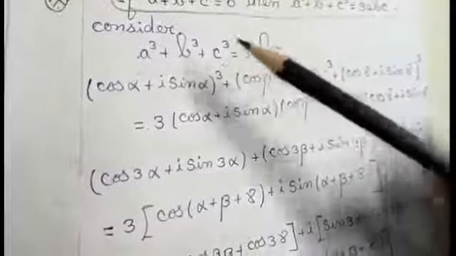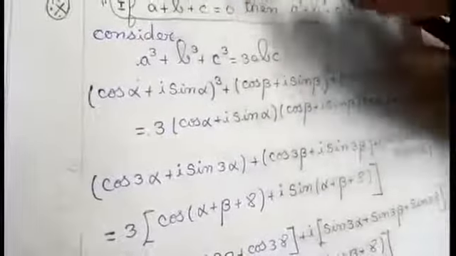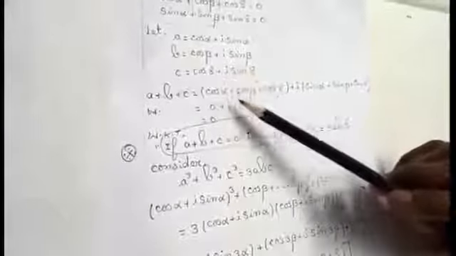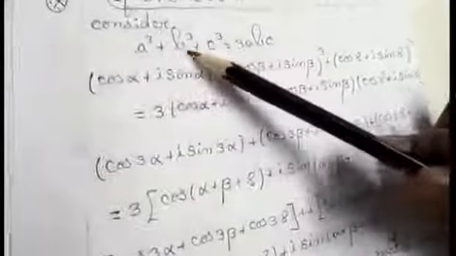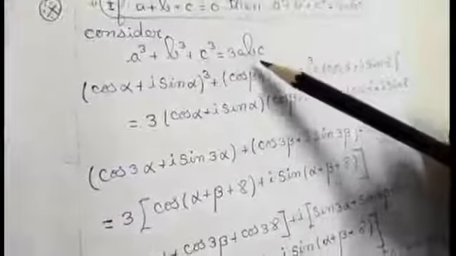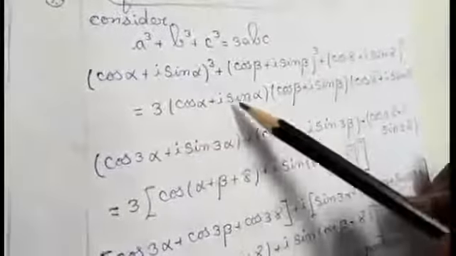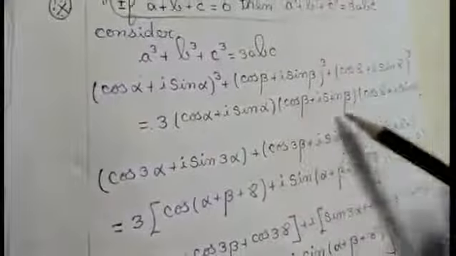First I have fixed the value for A, B and C. That is A cos alpha plus i sin alpha, B cos beta plus i sin beta, C cos gamma plus i sin gamma. What I am going to do is, just replace A, B, C by those complex values. That is cos alpha plus i sin alpha the whole cube, and similarly it goes on for beta and gamma, equal to 3ABC. 3 into cos alpha plus i sin alpha into beta values and gamma values.